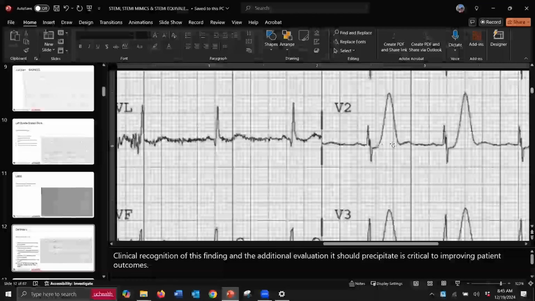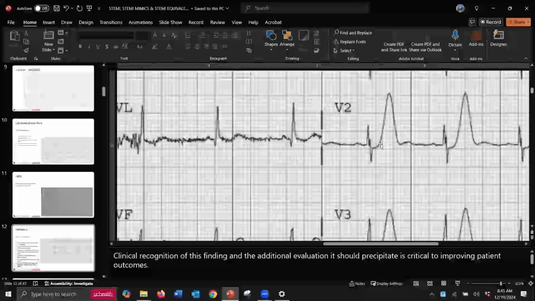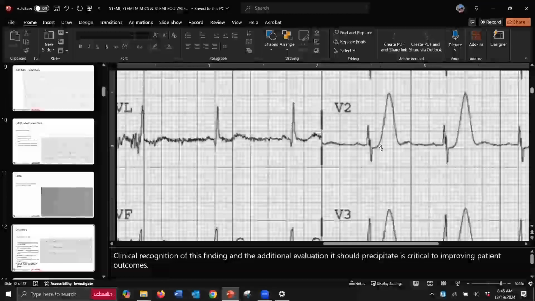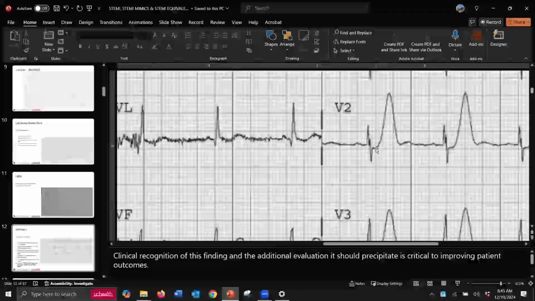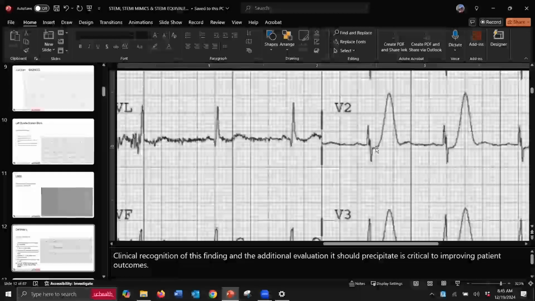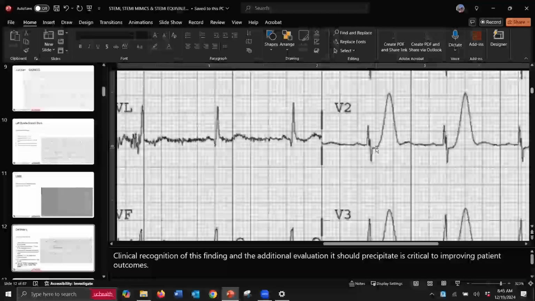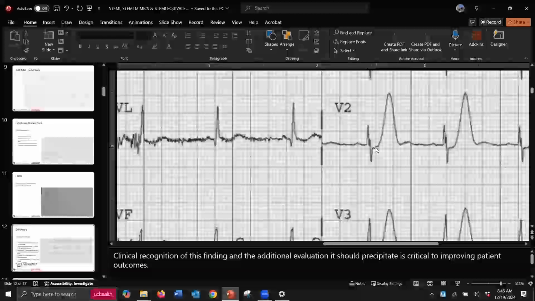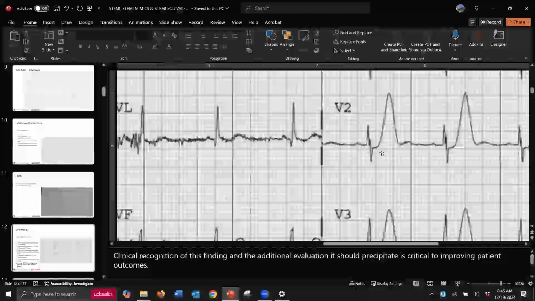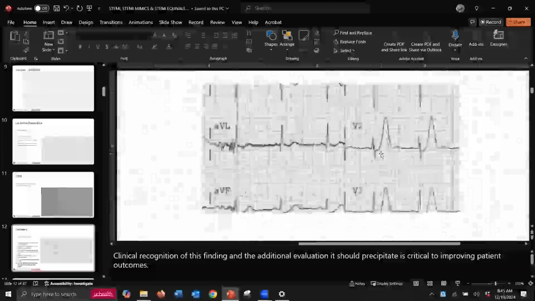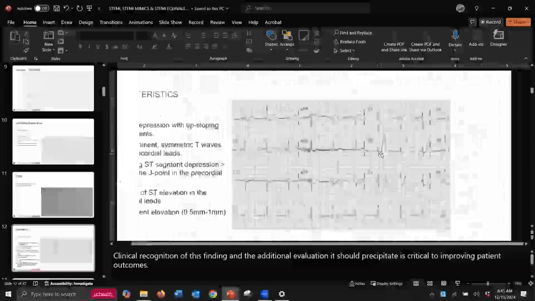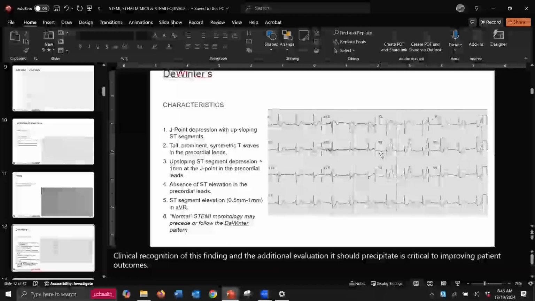So let's look at the base of this T wave. How many small boxes is this? It starts right here. It's more than that. It's more than 0.12. It doesn't matter how you count it, it's seven. It's broad and it's tall. I do have an example of a DeWinter's and a hyperkalemia here in a little bit.